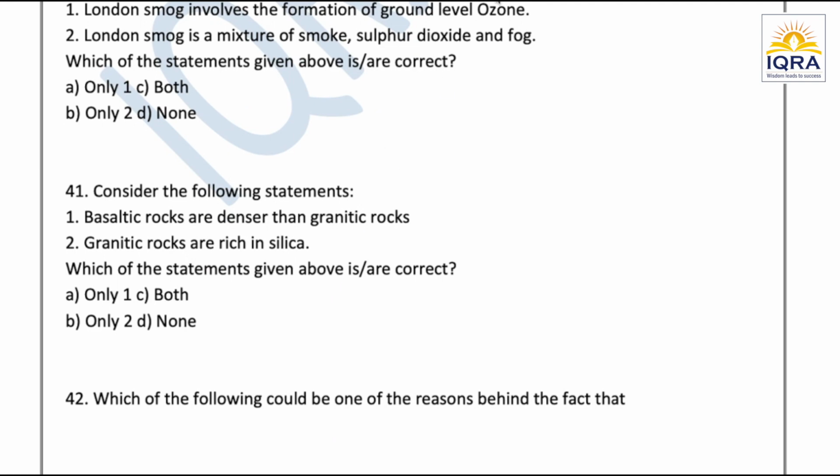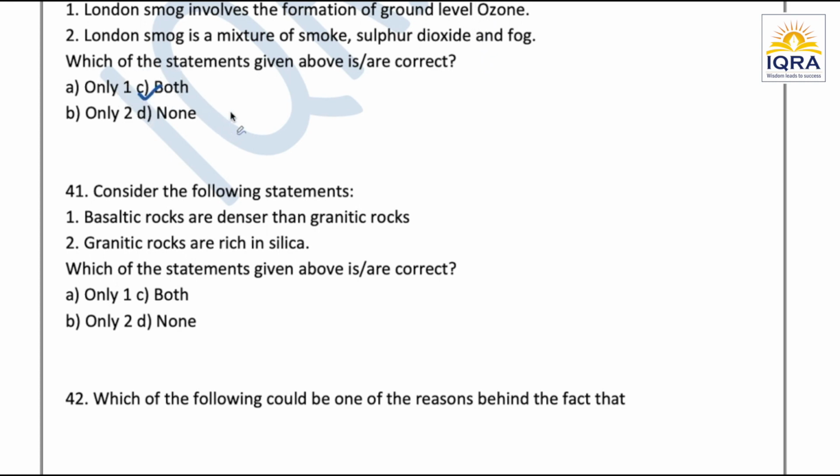Moving on to the next question, question number 40. Consider the following statement. Statement 1: London smog involved the formation of ground level ozone. Statement 2 says London smog is a mixture of smoke, sulfur dioxide and fog. To this question, both the statements are correct.